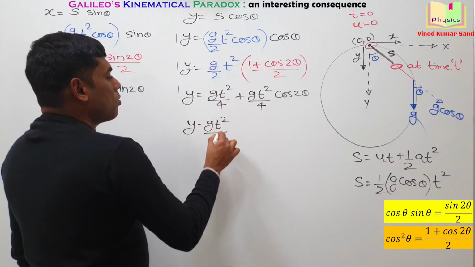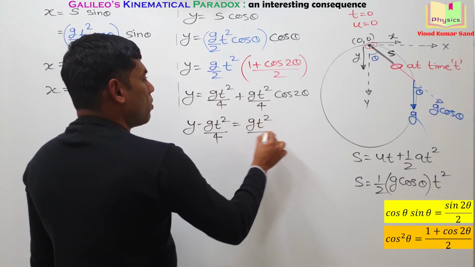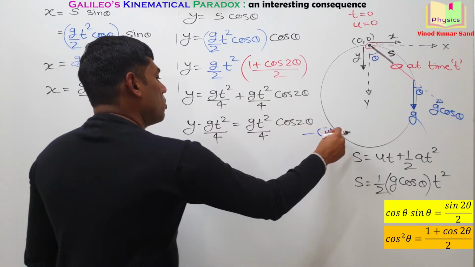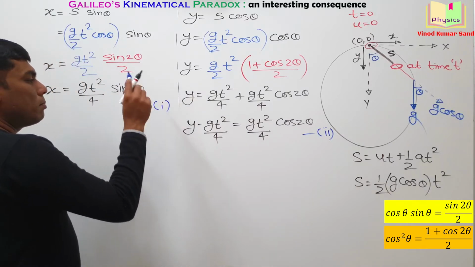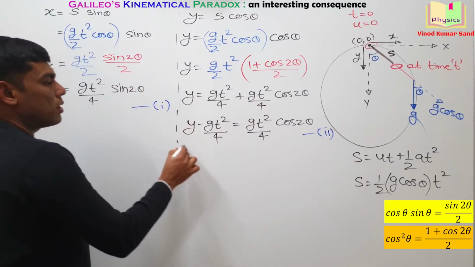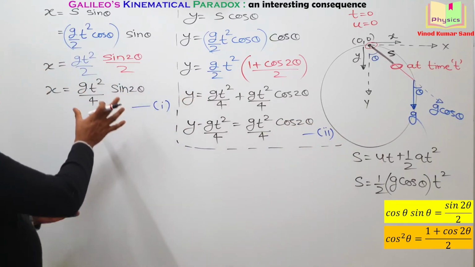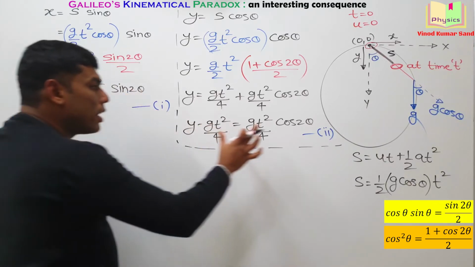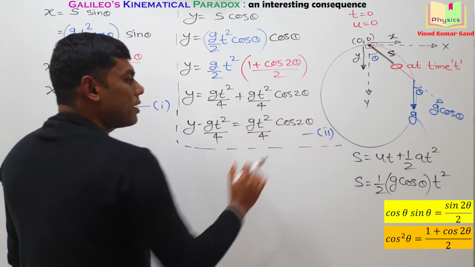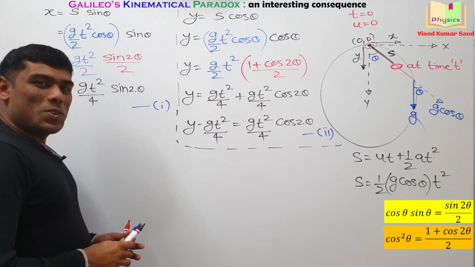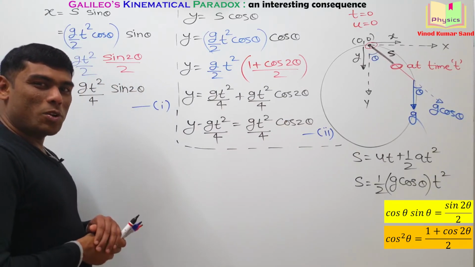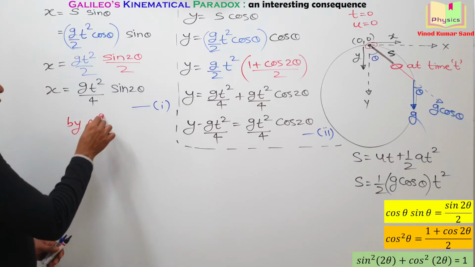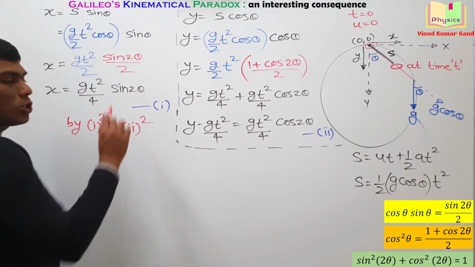This gt square by 4 I am shifting to the LHS. y minus gt square by 4 is equal to gt square by 4 cos 2 theta. We are calling it equation number 2, and we are calling it equation number 1. Pay attention to the things. The RHS of equation number 1 has the term sine 2 theta, and the RHS of equation number 2 has the term cos 2 theta. Do you get any trigonometric operation in your mind? What should we do? Correct. I am going to square and add these two equations.